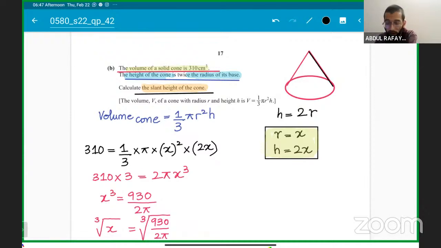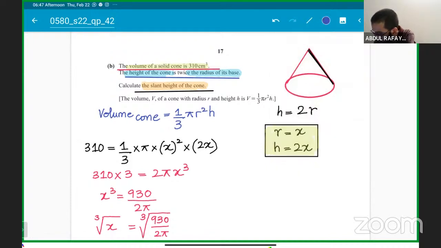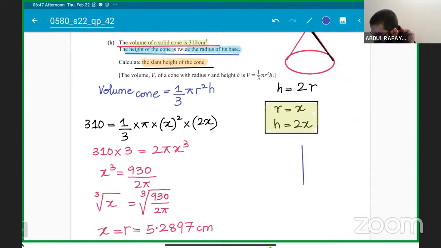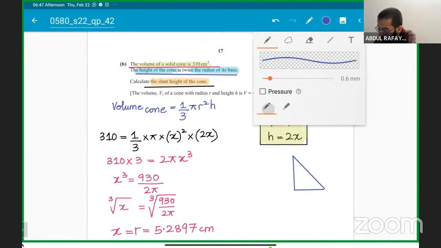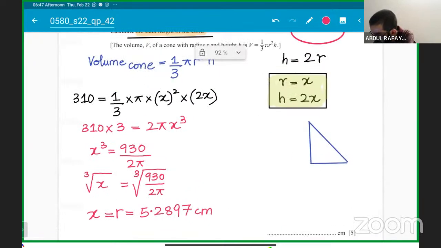That is the black color thing, okay? To find the slant height of the cone. So here we go. How can you do it, sir? By the Pythagoras theorem. They are testing your Pythagoras theorem knowledge as well. You can make a triangle. You already know the radius. This is the radius, and this is the height, which is equal to 2 times the radius. Is everyone with me? Getting it?